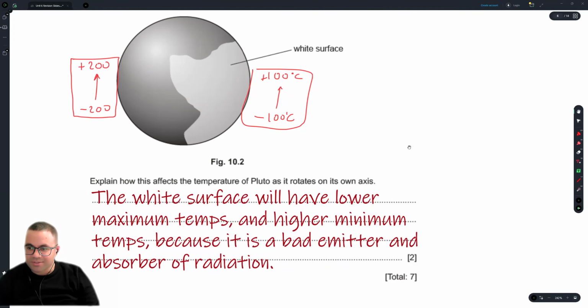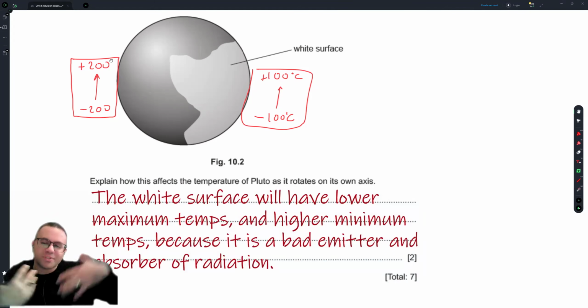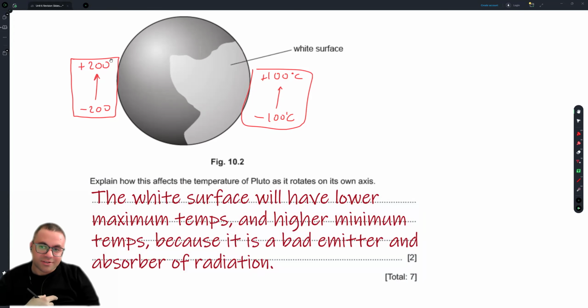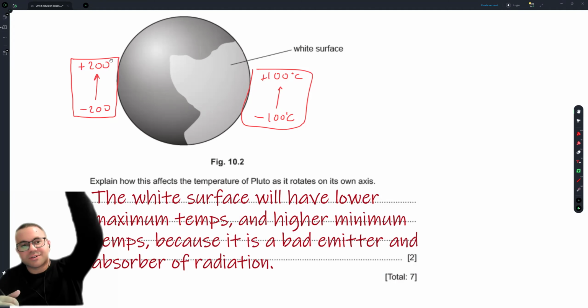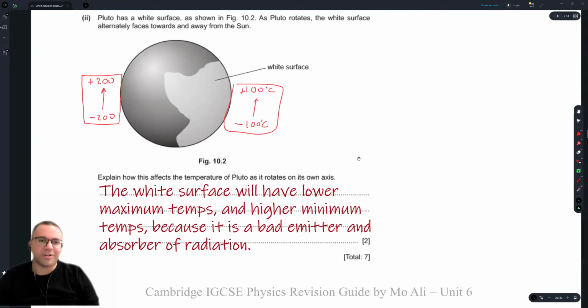How lower maximum temperatures and it's 400 degrees? What do you mean? I mean, if the white side reaches 100, then the black side is going to reach 200. The maximums will be higher. Because during the day, the white side doesn't absorb as much heat, and during the night it doesn't emit as much heat, because it's a bad absorber and a bad emitter. But the black side is a very good absorber, heats up a lot, and it cools down a lot, because it's a good emitter as well. Got it? Got it. Nice.